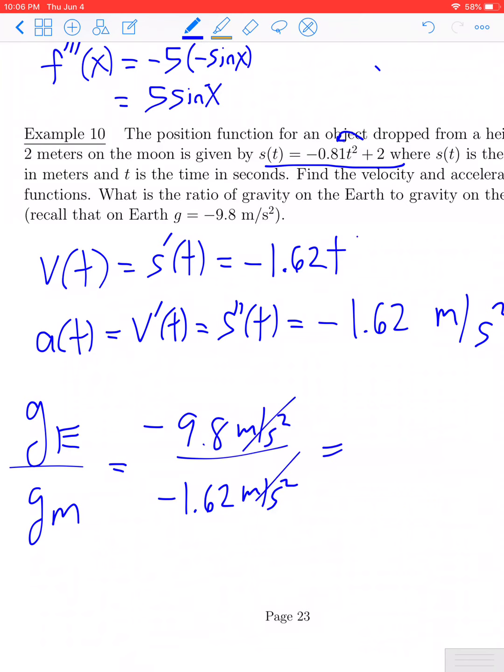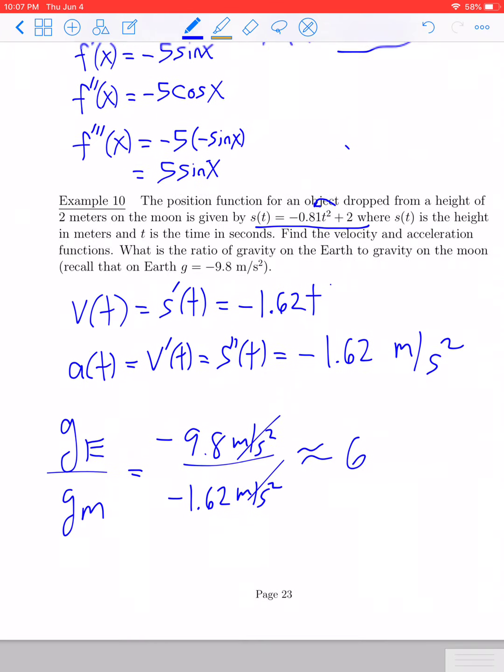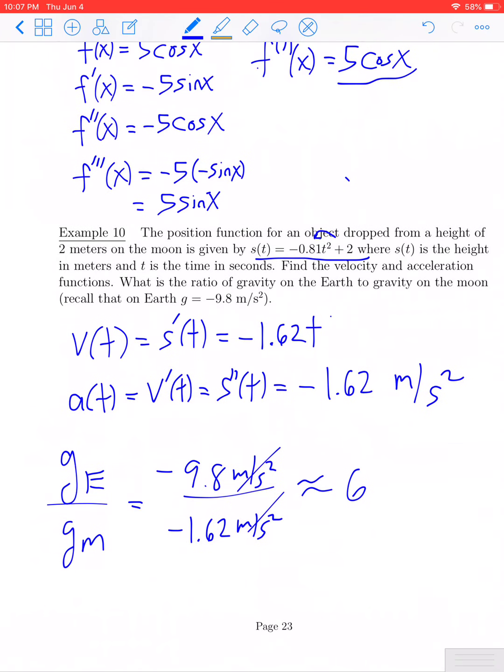The units cancel, so this is going to be a dimensionless ratio. And if we look at that ratio, we end up getting approximately, just a tad bit more than 6. So it's approximately a factor of 6. So gravity on the Earth is 6 times what it is on the moon.